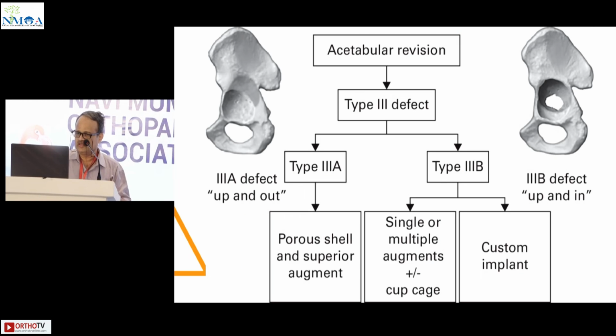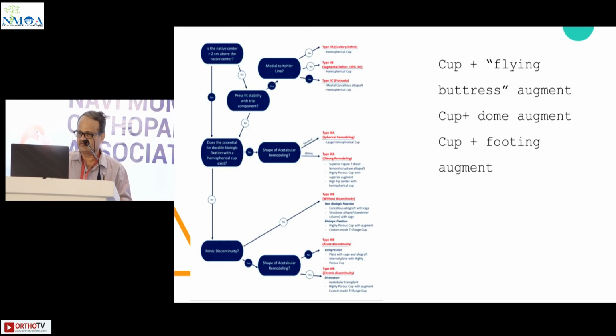So again, the algorithms come to our rescue when it is a severe defect, almost hinging on pelvic discontinuity. A 3A defect is up and out, and 3B is up and in. These are very popular classifications given by Paprosky, but we have seen that intra-observer and inter-observer reliability is very low. So we have this in place where we can put in augments, or dome augments, or flying buttress or footing augments here.